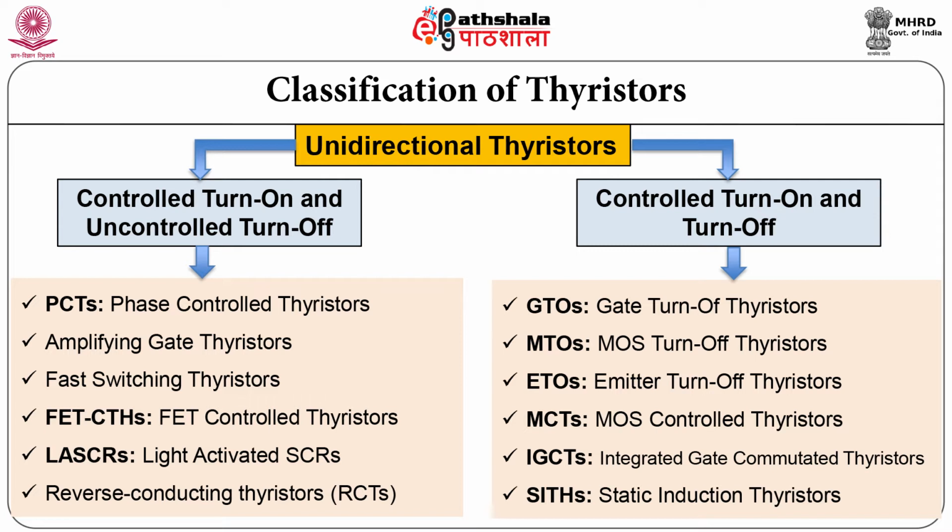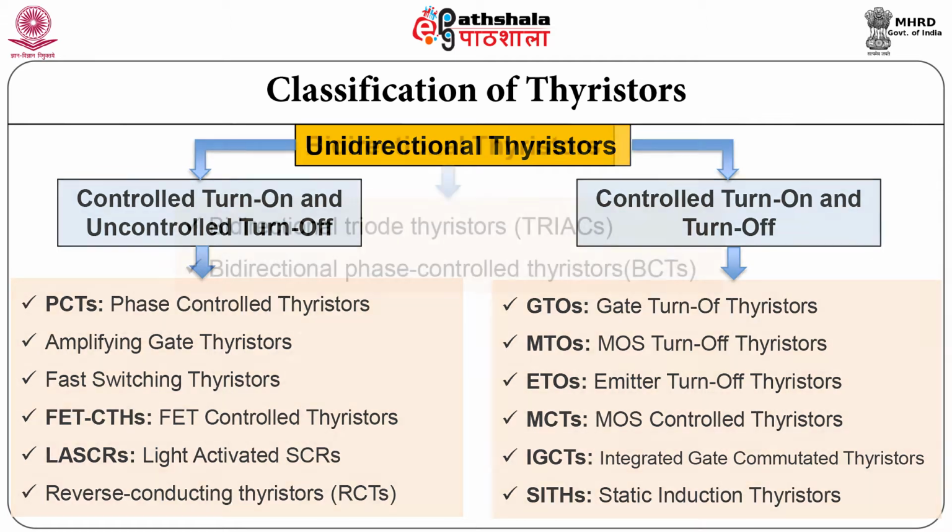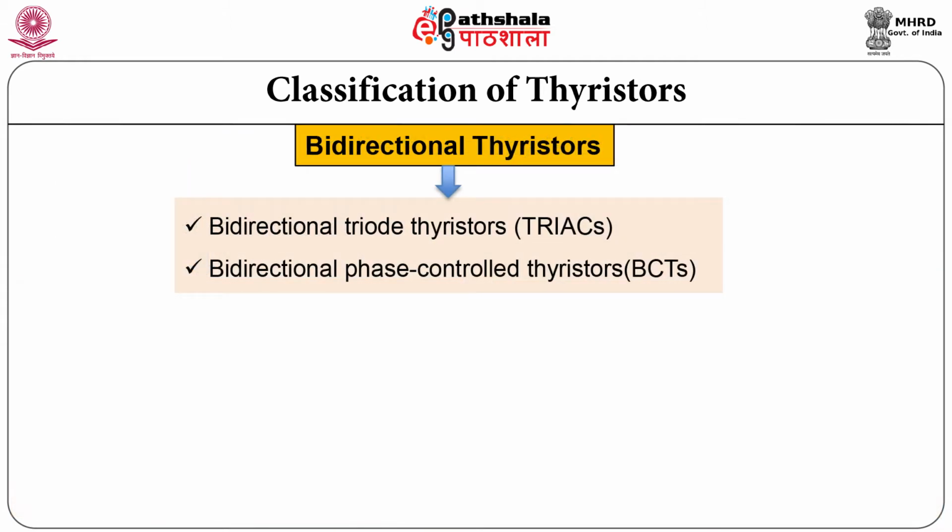Apart from these thyristors, there are various types of thyristors which can be used, but here the discussion will be limited to these thyristors. All the thyristors we have seen so far are the unidirectional control thyristors. There are bidirectional control thyristors also, but they are limited. The first is TRIAC, which is called as the bidirectional triode thyristor, and second is bidirectional phase control thyristor, that is BCT.